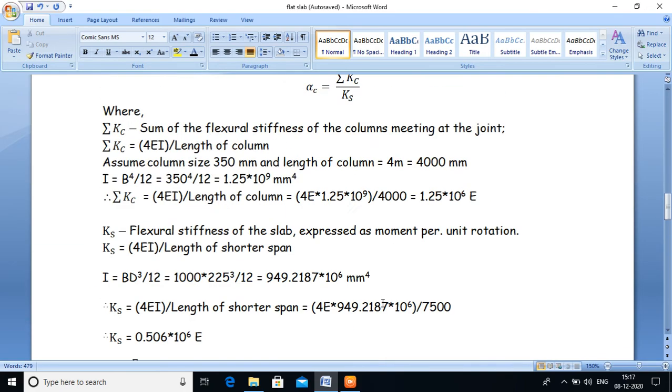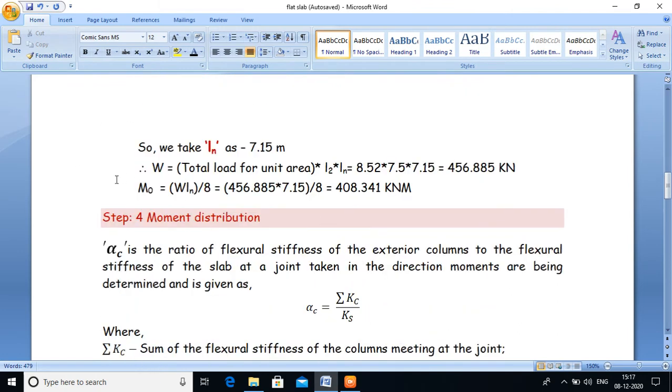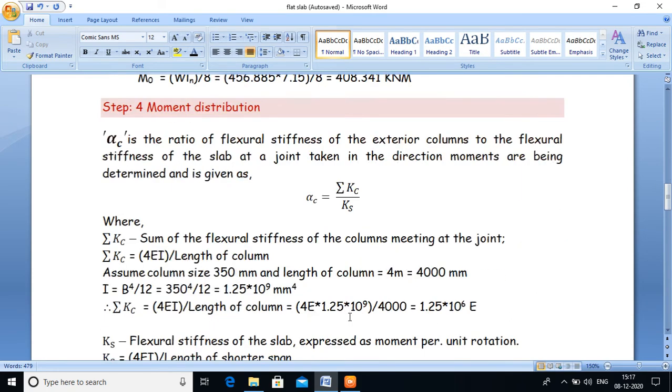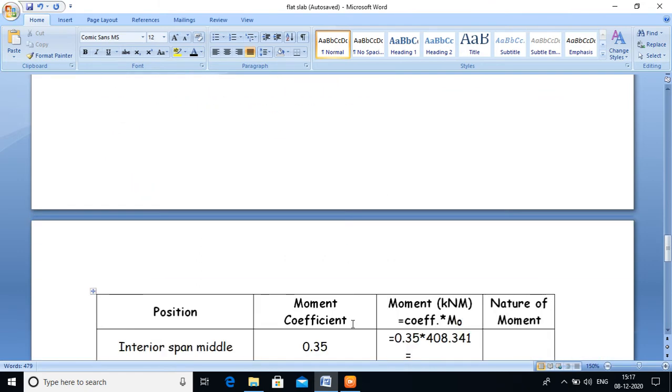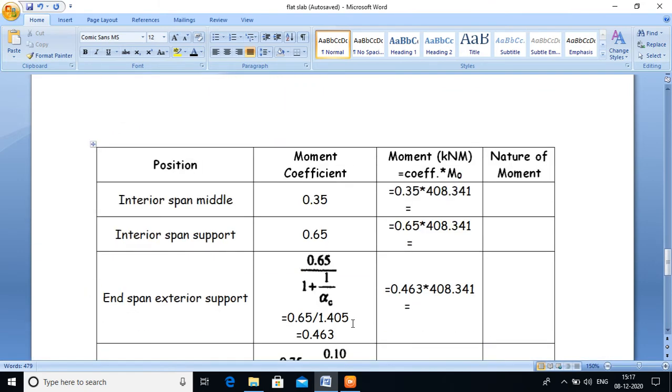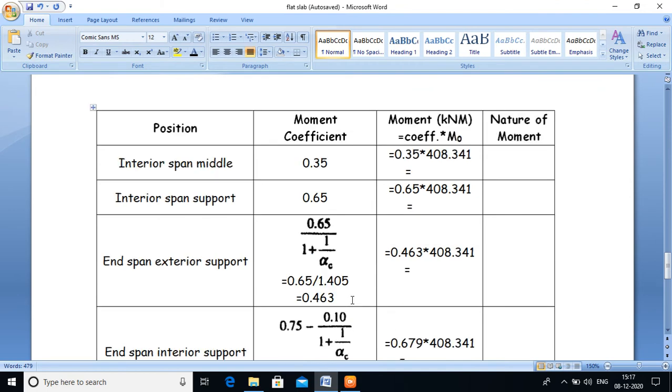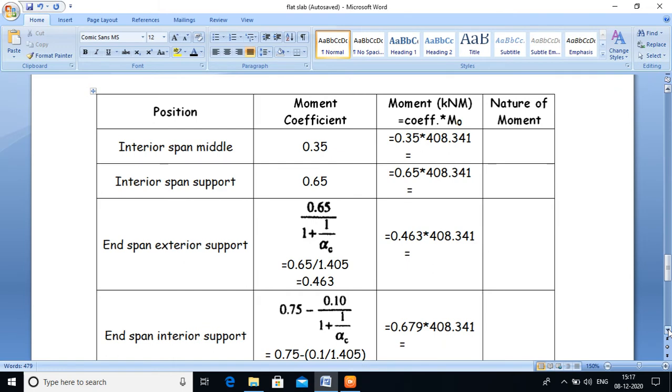So what we did, we calculated the total moment, then we need to distribute that moment, and for that distribution we have calculated the value of alpha c. But how to distribute this? We are going to distribute this moment for various positions. This again I have taken from the direct design method, IS 456 2000. We need to distribute this moment with the help of moment coefficients, and these moment coefficients for various positions are given in the IS code.